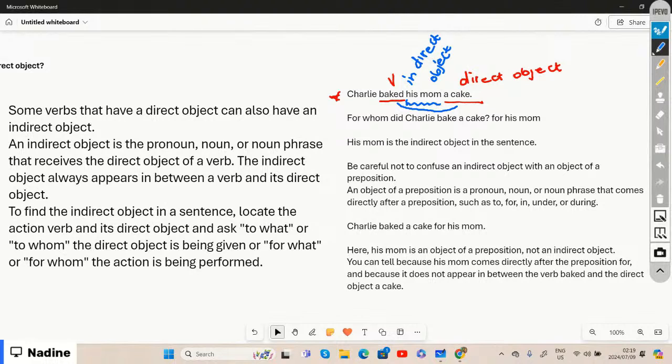Charlie baked his mom a cake. Baked is our action verb. A cake was our direct object, which means that for our indirect object, the question we need to ask is for whom the action is being performed. It is his mom, because Charlie baked his mom a cake. For whom did Charlie bake a cake? For his mom. So his mom is the indirect object within the sentence.